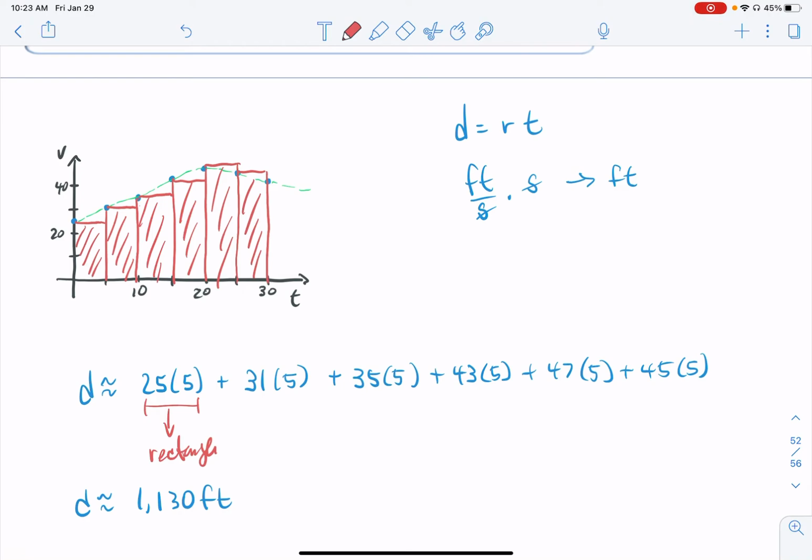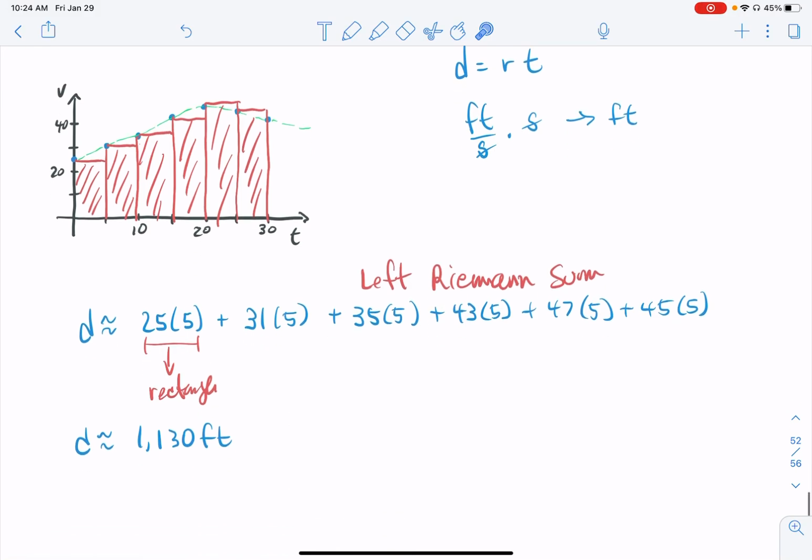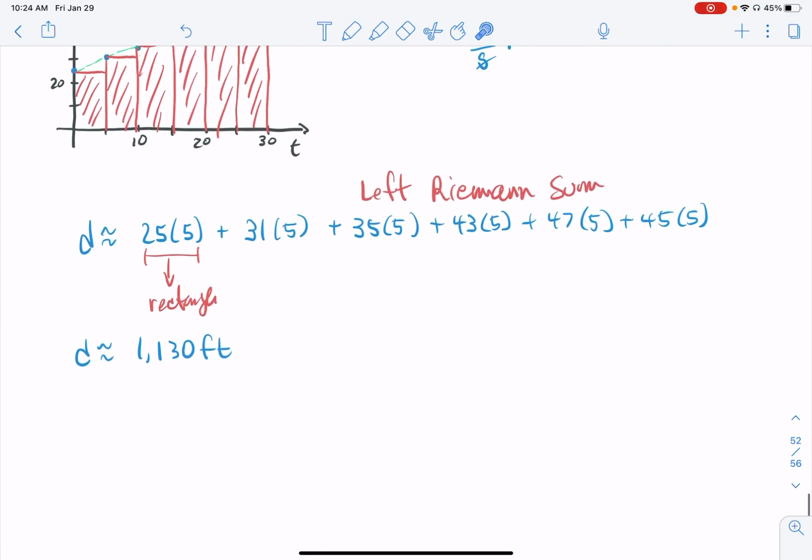So what did we just find there? We approximated the area underneath the curve, specifically using the left endpoints. This was a left Riemann sum. We could just as easily have used the right endpoints instead. We could have also used a set of trapezoids here in order to approximate the area underneath the curve.